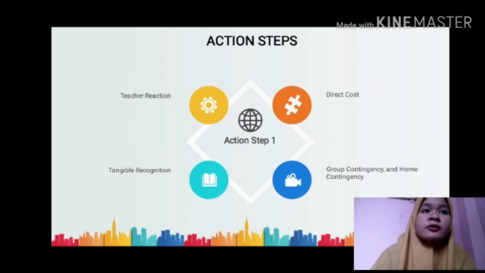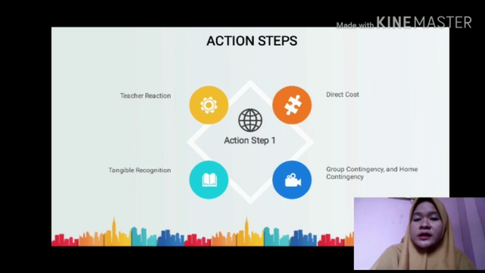Okay, first is direct cost. Direct cost involves negative consequences rather than positive consequences for student behavior. In this action step, direct cost, interaction between teacher and student is important. For example, use of isolation time-out requires that students have a clear understanding of the specific behavior that will lead to its use.